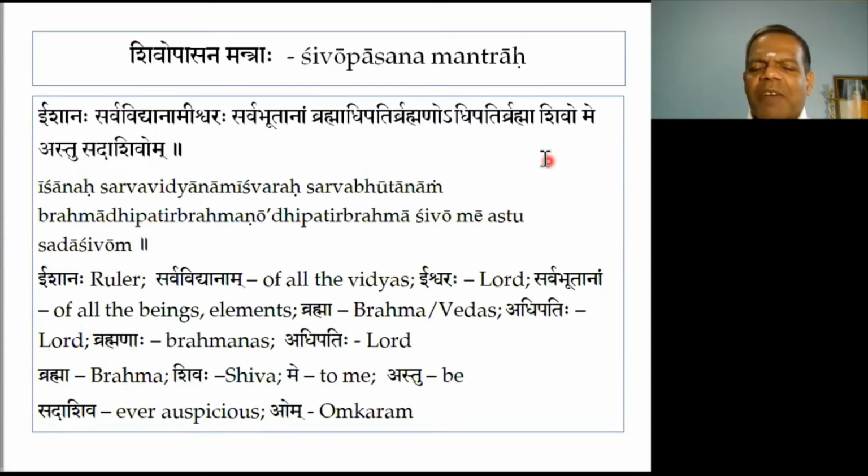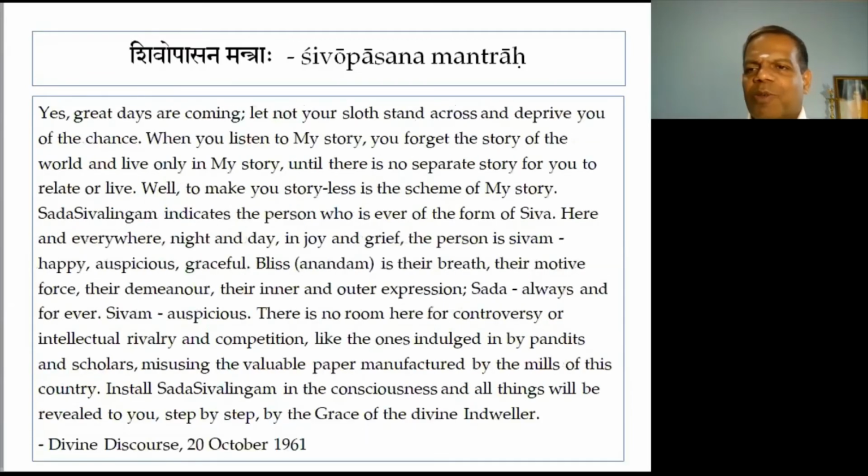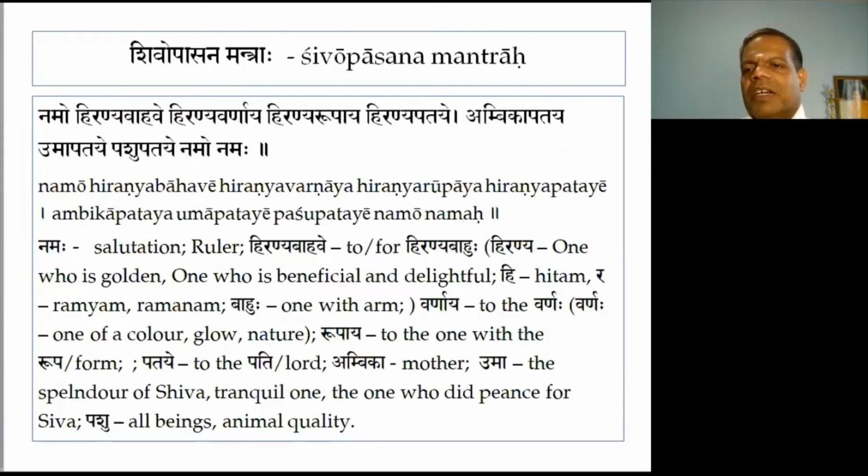Let him be the ever auspicious one. So that is what we are striving towards, and that has been nicely described in one of Swami's discourses in 1961. So I thought I found it very apt. We will go to the next mantra.